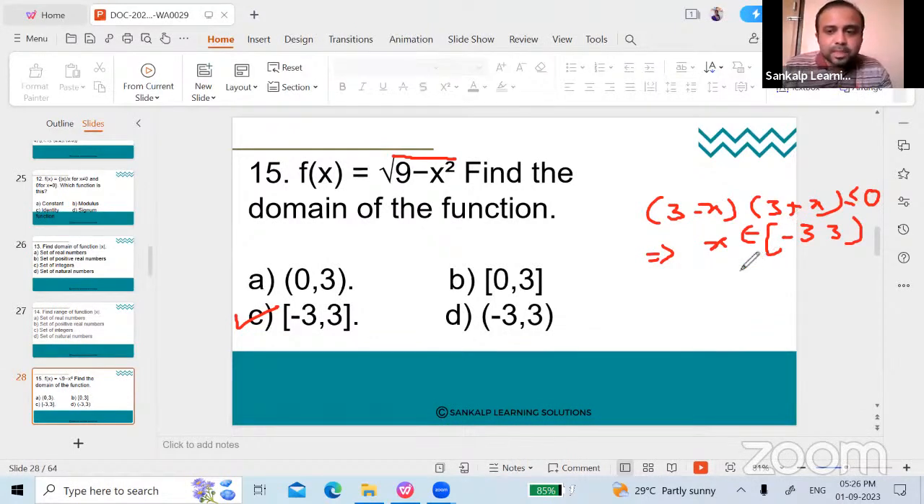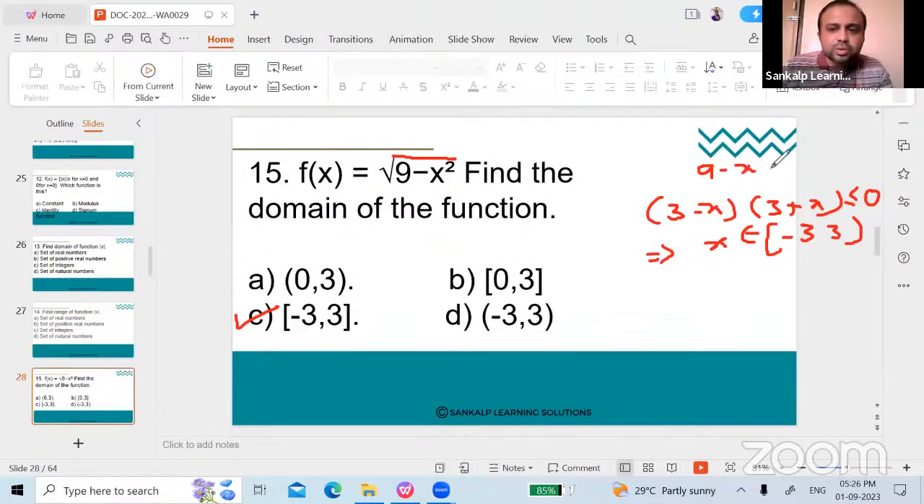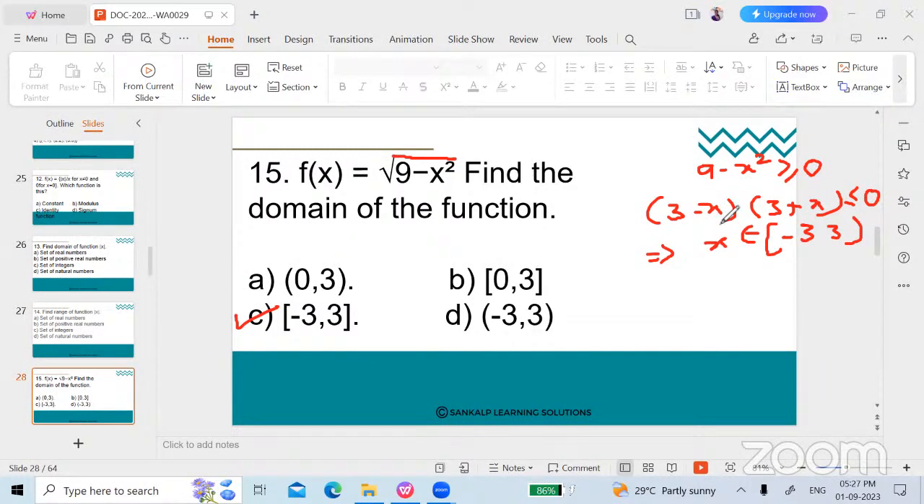Understood? Okay, please write it down. Because you can say here 9 minus x square, when I write it, it is always greater than or equal to 0 only. So when it is converted into the form of a square minus b square, that is a plus b, a minus b, it will give minus 3 and 3. Okay. Yes, sir. Okay. Now.